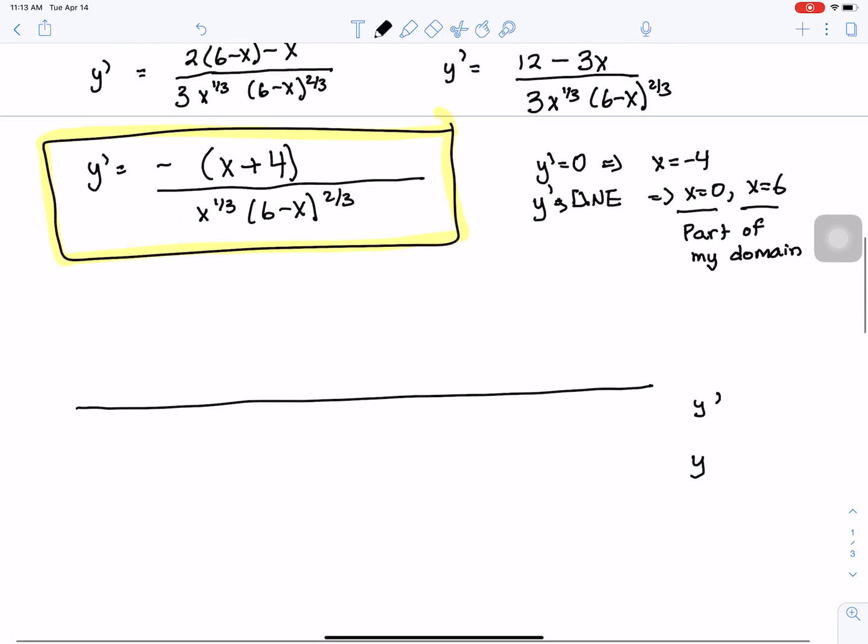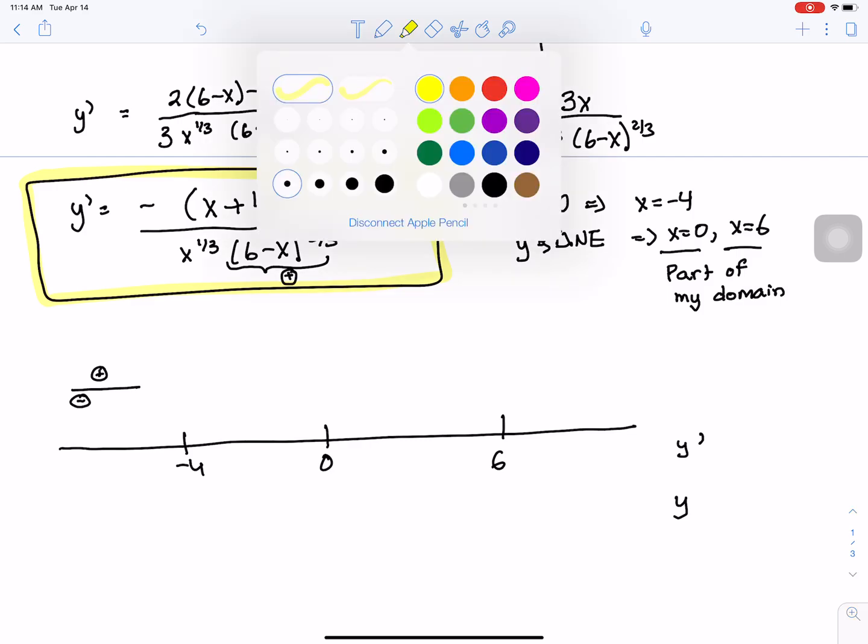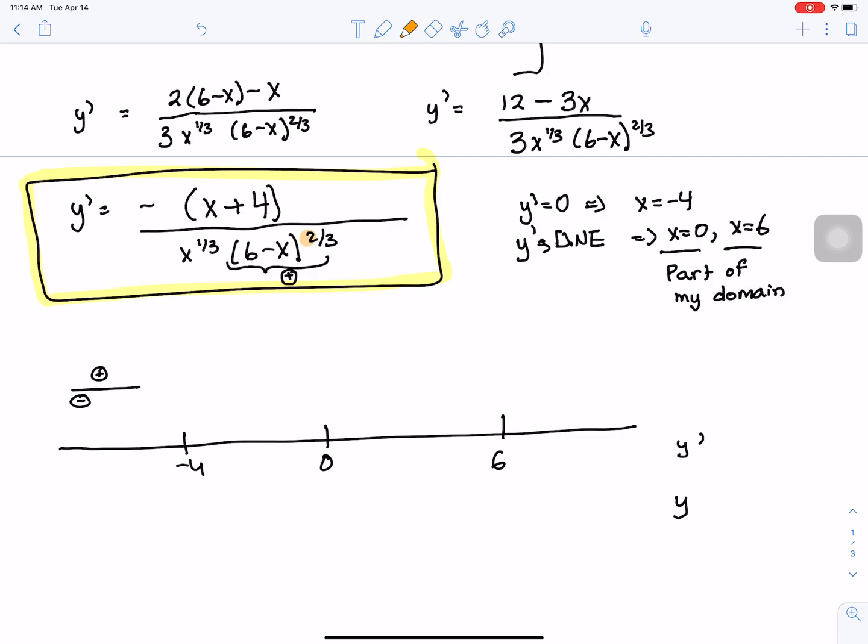-4, 0, 6. Let's test this section. So when x is -5, my numerator would be -5 plus 4, which is negative. Negative and negative make a positive. On my denominator, -4 to the 1/3, that's a cube root of a negative. Now this term, you'll notice, is always positive because when I square anything, it's going to be positive. So I'm really going to kind of omit that out of my thinking and just focus on these parts.